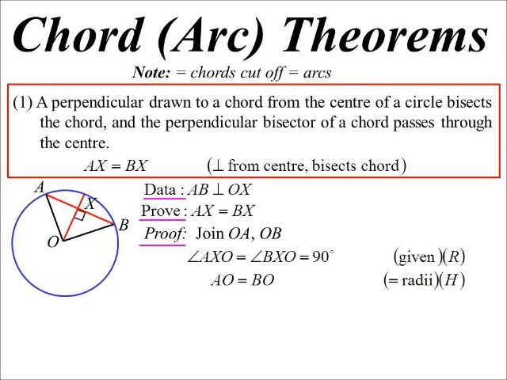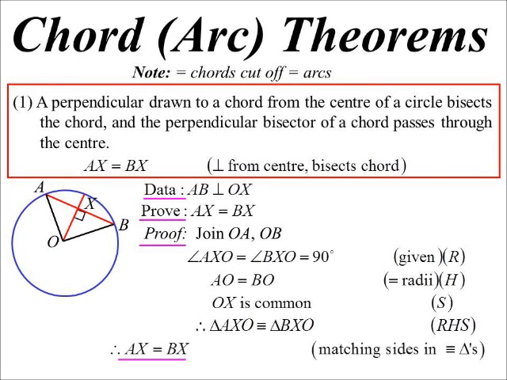AO and BO are both radii, and OX is common. So we have right angle, hypotenuse, side. Well, in that case, they're congruent, and that means AX must equal BX, matching sides in congruent triangles.